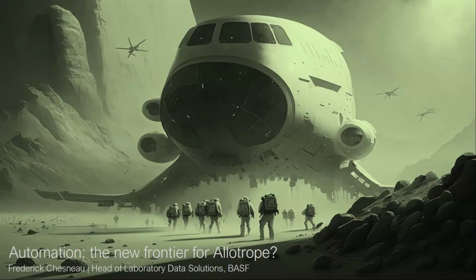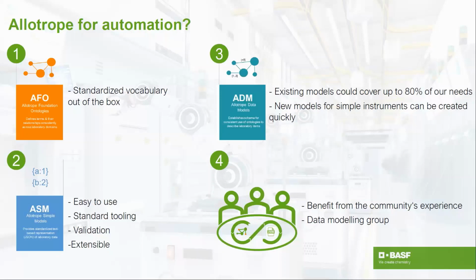So let's dive in. Why do we think that Allotrope would be a good format for automation? Well, first off, you have the ontologies, right? The ontologies for us are critical. They give us a standardized vocabulary out of the box. We do not need to think too much about this. We can integrate them internally, and that allows us later on to also more easily bring all data together, independent of the system it's been produced with. So a measurement time is always the same definition. It is always a measurement time, for instance. That was a critical point.